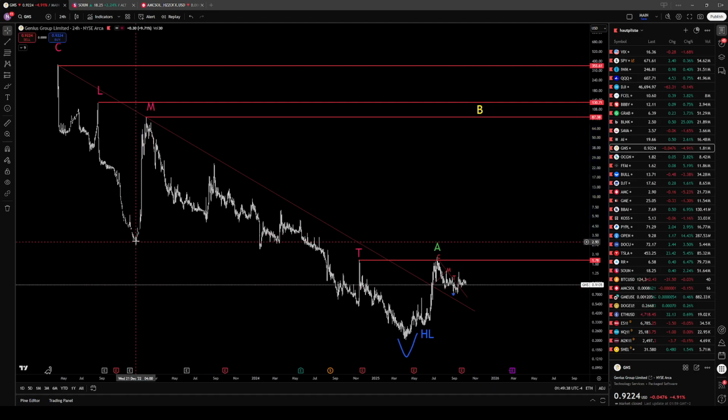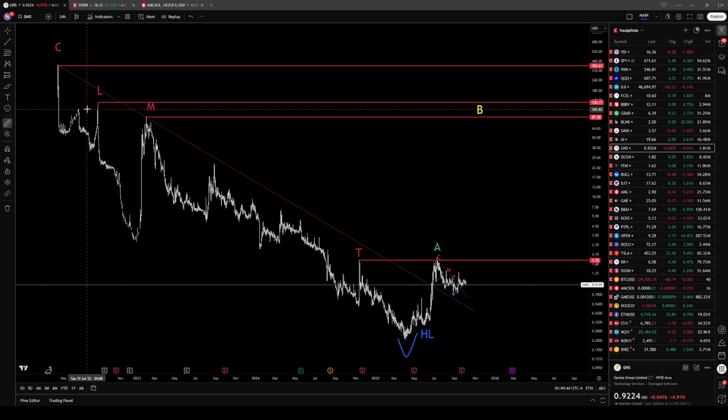In 2022, GNS found its bottom here, and if you zoom in, you can make the same thing. This was your C. Here is your lower high. Somewhere in here is your midpoint. Here was your M. Here is your T last time to there. Here is your V. Here is your higher low. And in here is your ABC.